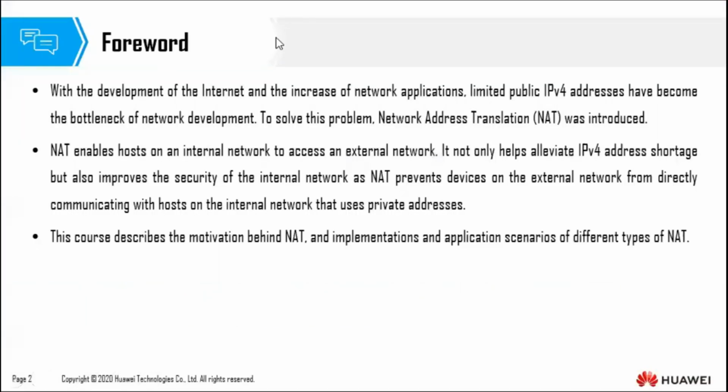So why should we do network address translation? With the development of the internet and the increase of network applications, limited public IPv4 addresses have become a bottleneck for network development. Limited. How many addresses does IPv4 give us? 2 raised to power 32, right? Around 4.3 billion addresses, right?